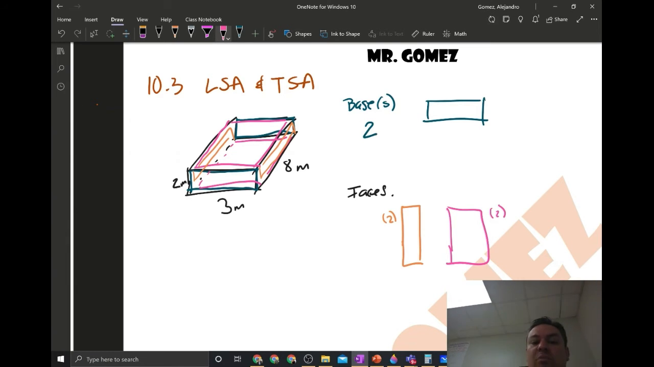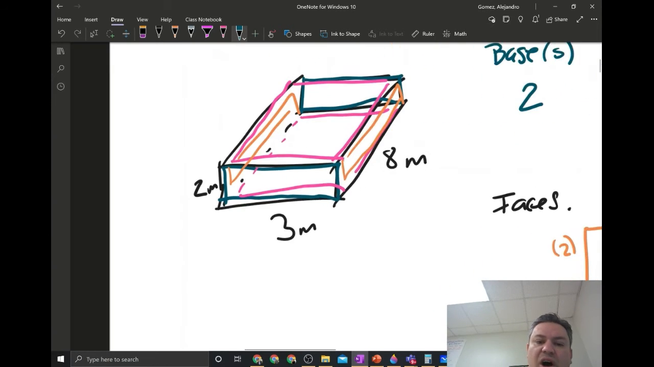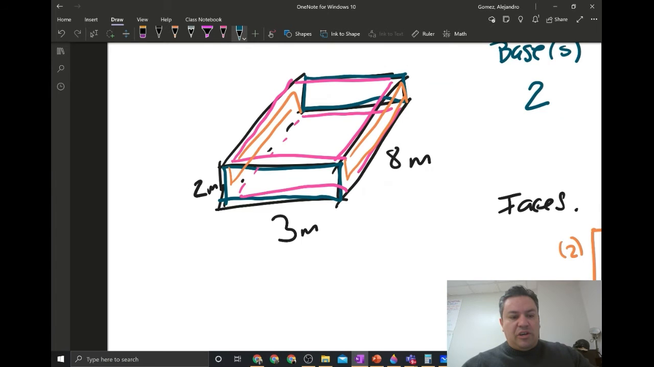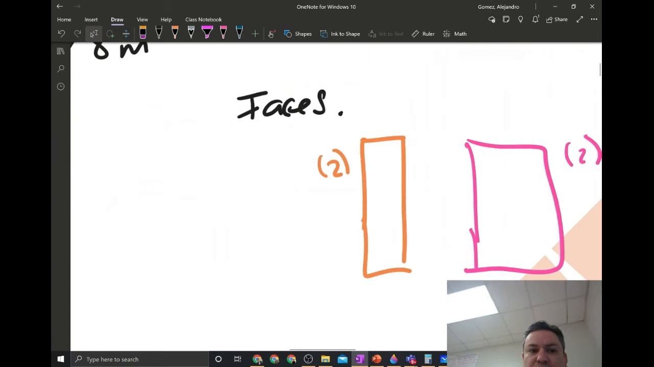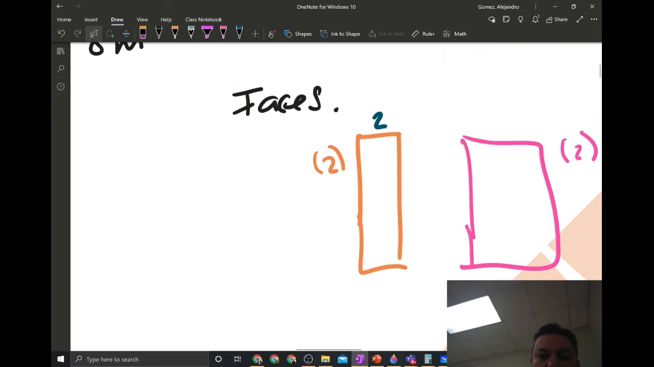So I'm gonna put in the numbers that correspond to them. So for the blue one, let's start with the blue one. The blue one, this is a 2 and this is a 3. Everybody agree on that? Or does anybody disagree? Now for the orange one, let's see. How tall is the orange? This is gonna be 2. And how deep? 8. So it's a 2 by 8.